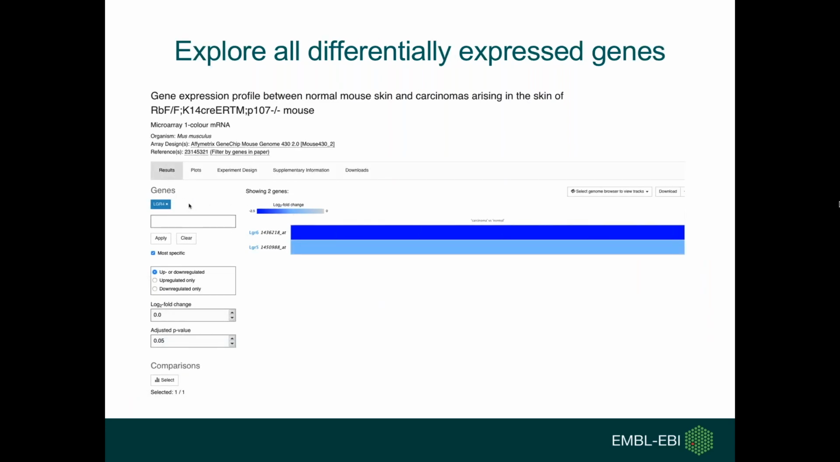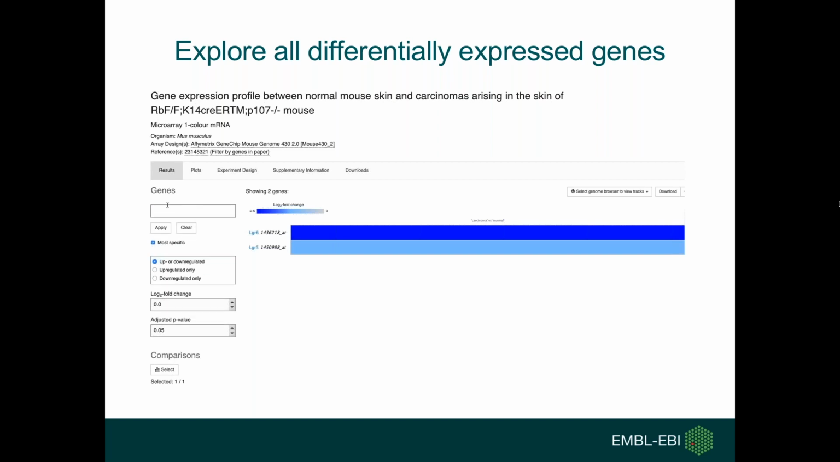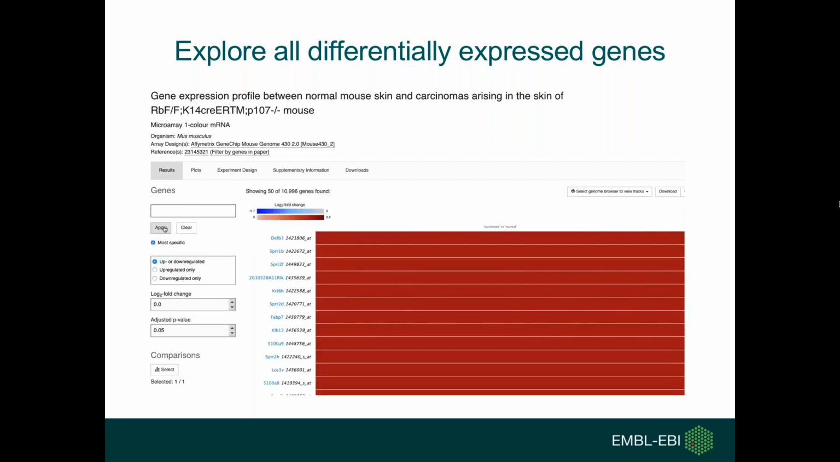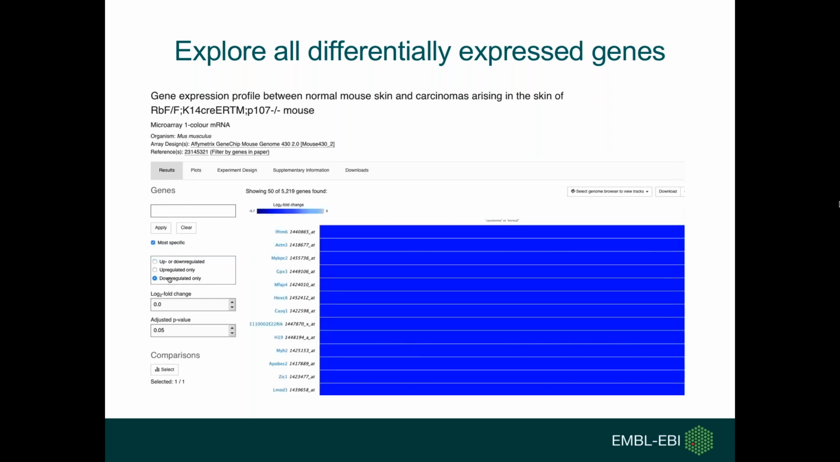If you want to see all differentially expressed genes for that comparison, you can simply remove the pre-selected genes and press apply. You see this gives you the full list of all significantly differentially expressed genes. And then you can switch if you want to see only the upregulated or the downregulated genes.